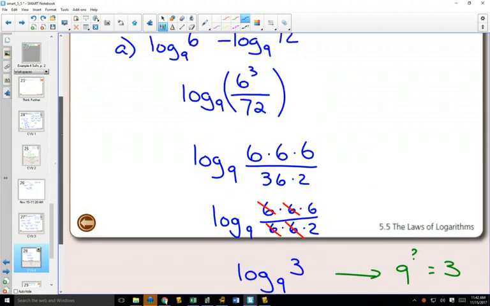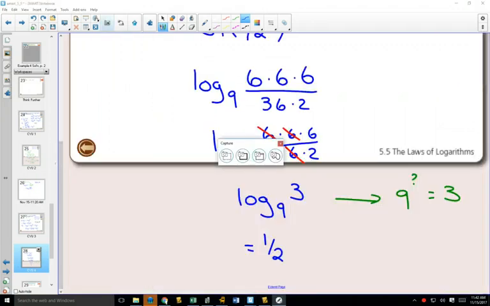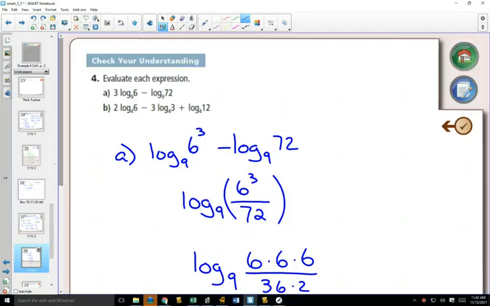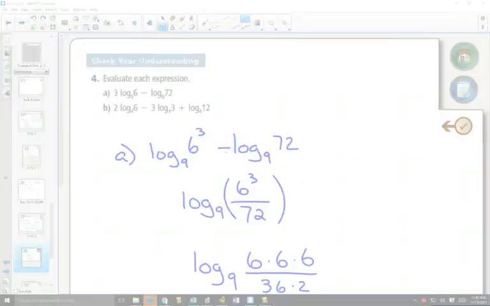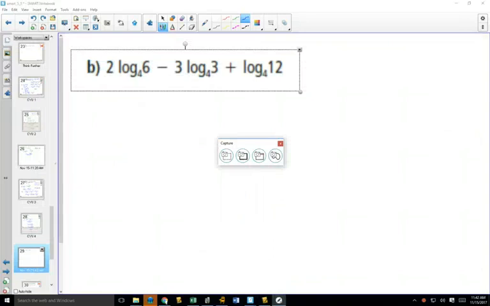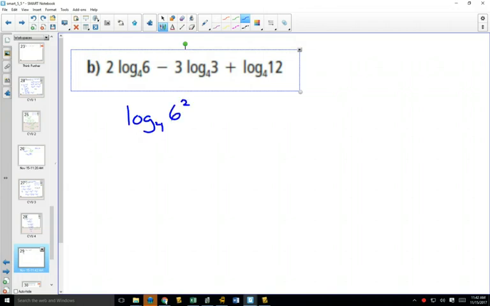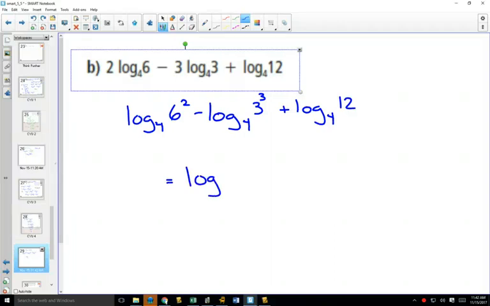So let's look at the second one. Again, looking at these ones, 4 to what power is 6? Don't know that. 4 to what power is 3? All of these I can't figure out, so I'm going to try to simplify this first. Combine things as a single log. If I'm combining as a single log, I'll use my power rule first. Put the exponents in. And then I can use my product and quotient laws.